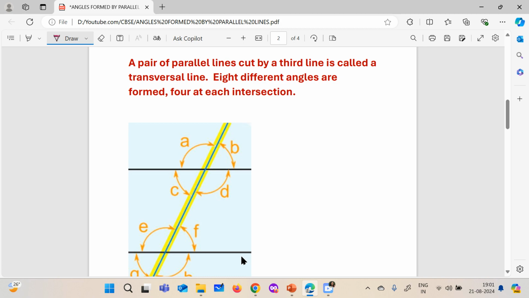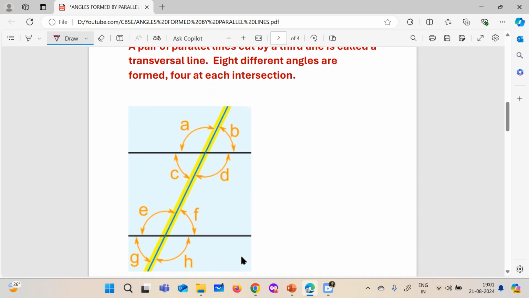When a pair of parallel lines is cut by a third line called a transversal line, then eight different angles are formed, four at each intersection. What does it mean? Now understand.